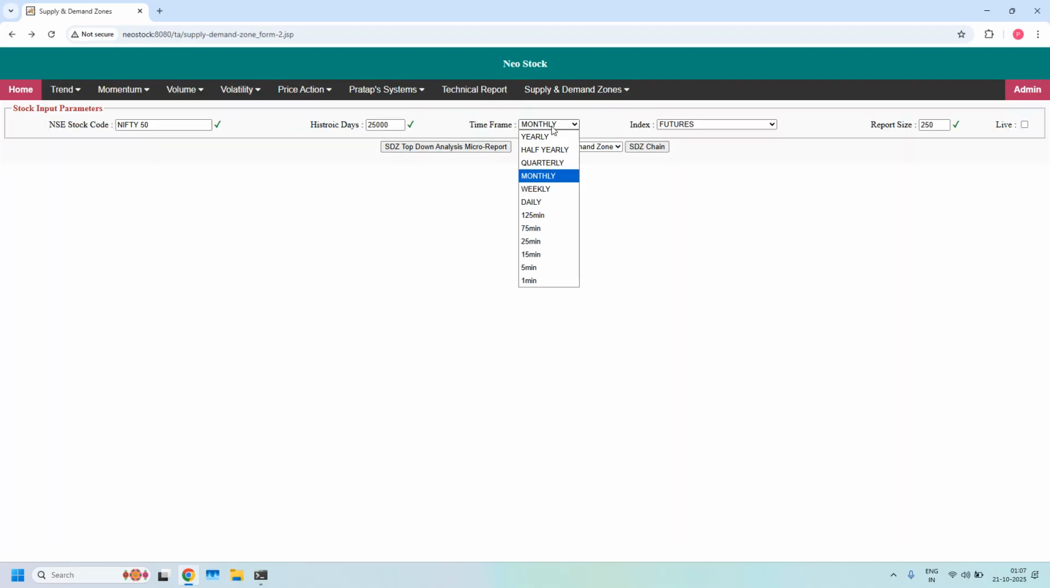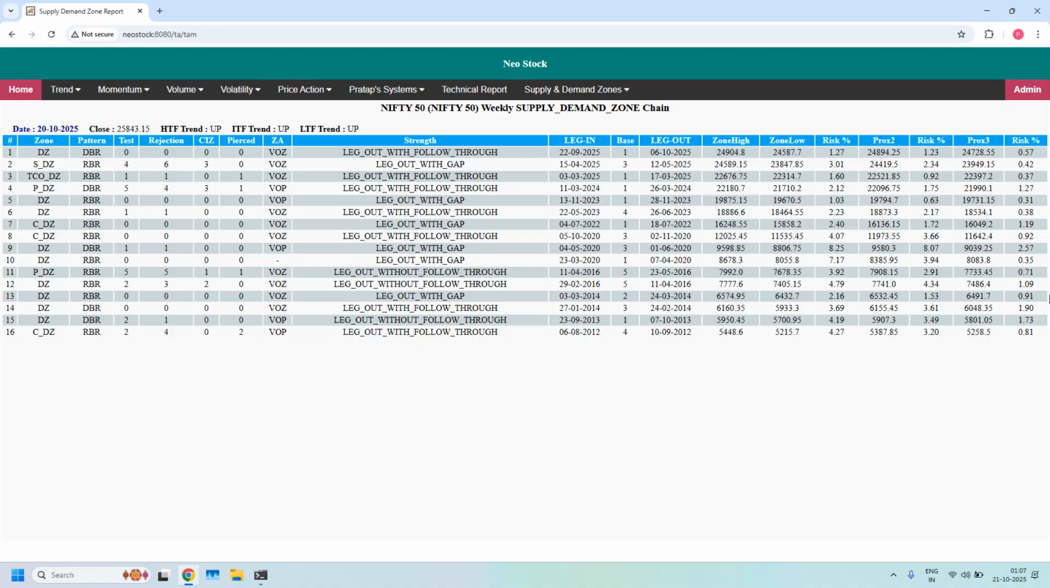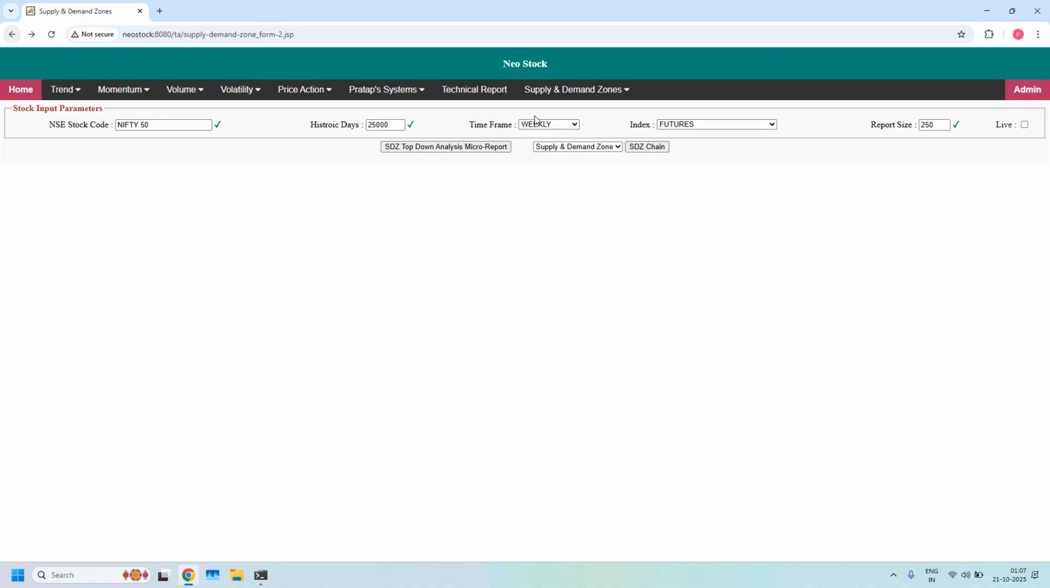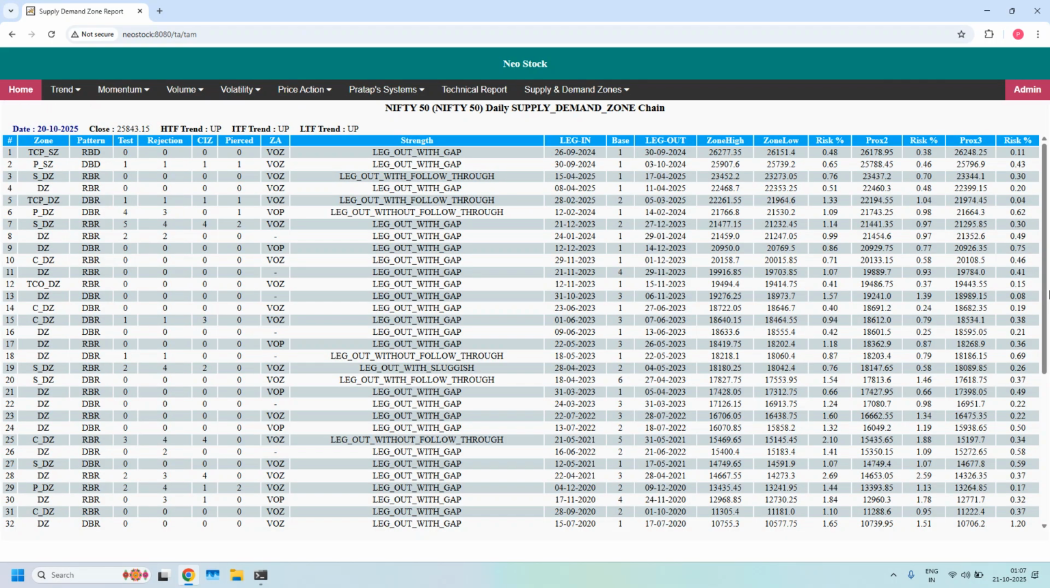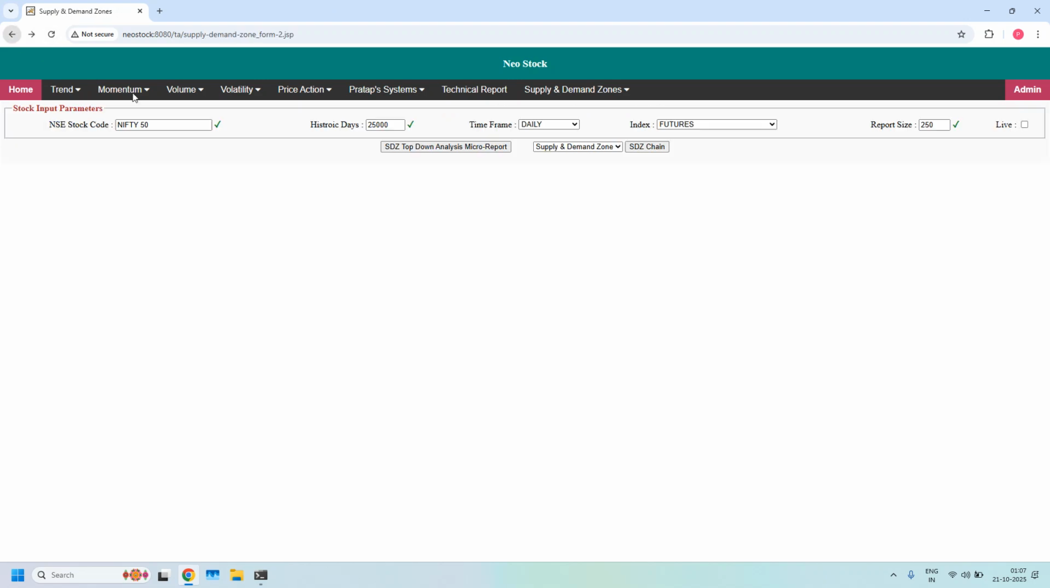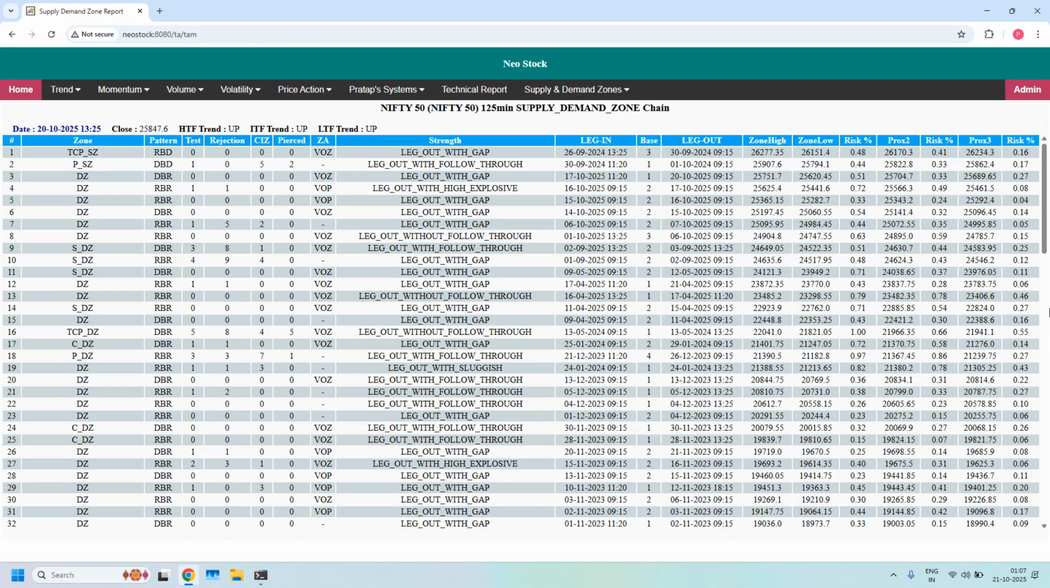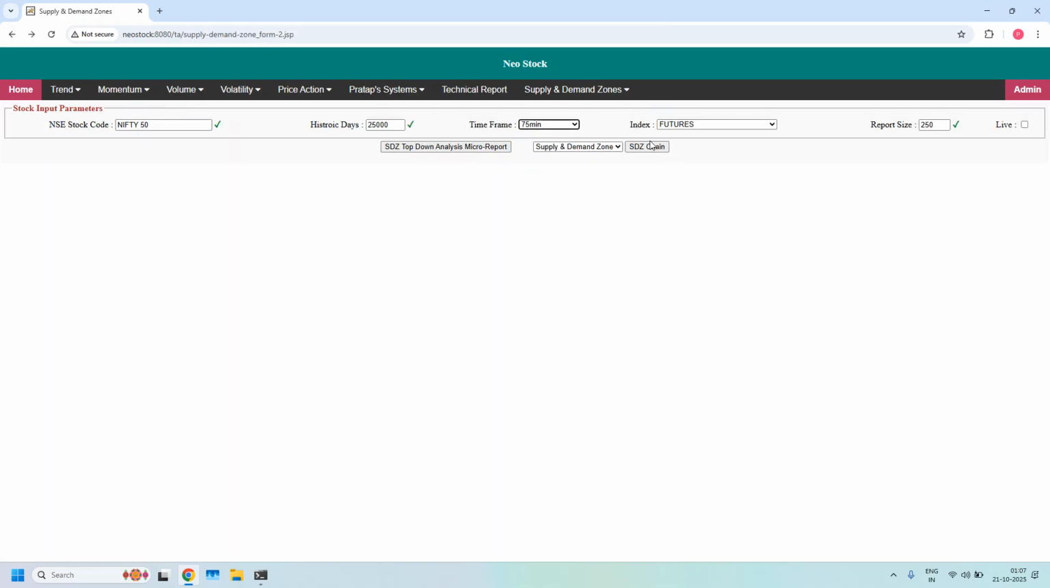Okay, next, generating weekly supply demand zone chain for NIFTY. Next, generating daily supply demand zone chain for NIFTY. Next, generating 125 minute supply demand zone chain for NIFTY. Next, generating 75 minutes supply demand zone chain for NIFTY.